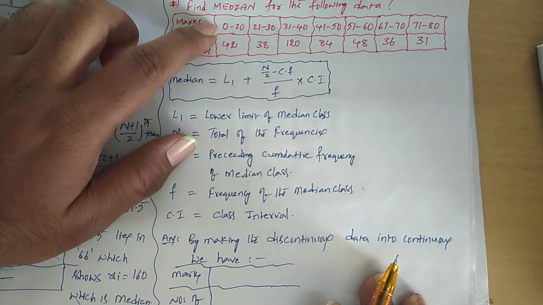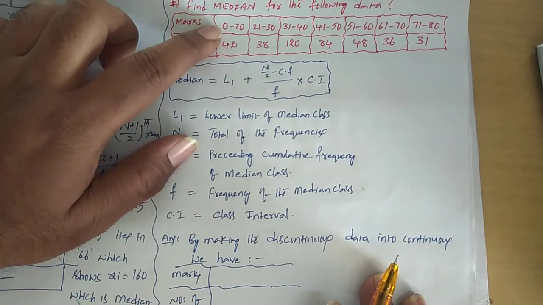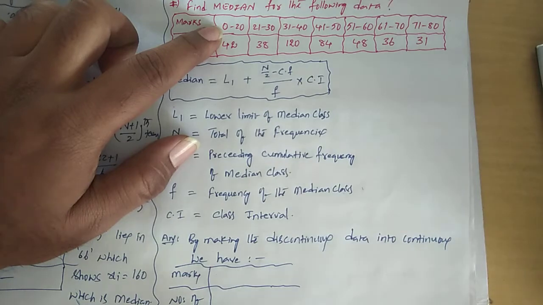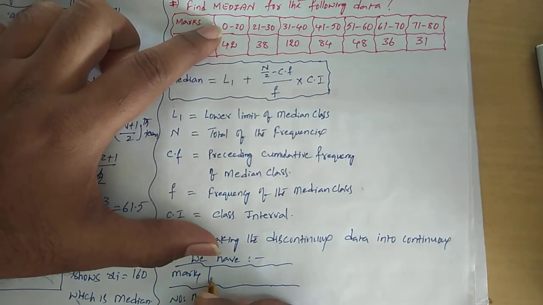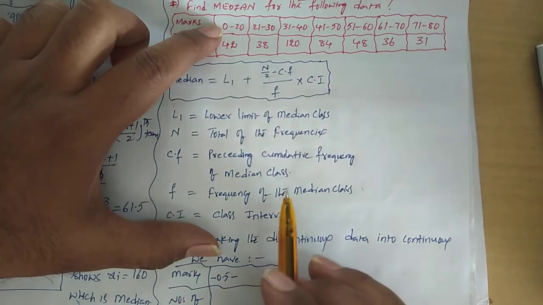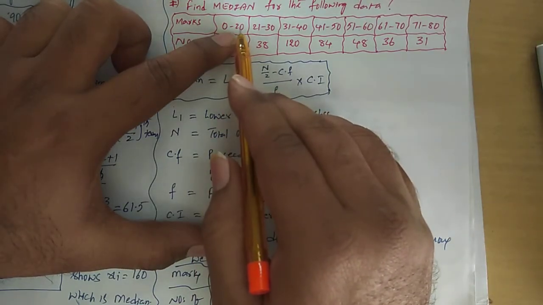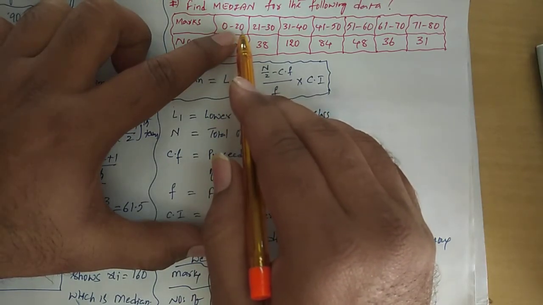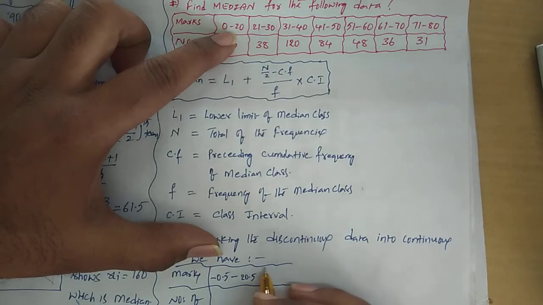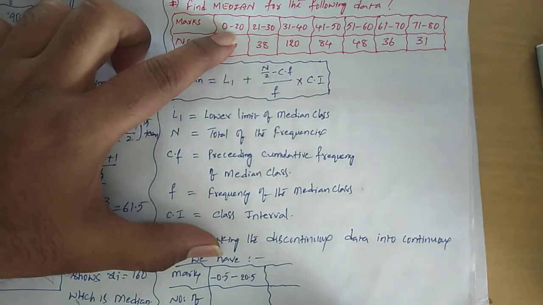Now I am subtracting 0.5 from the lower limit. 0 minus 0.5, so how much will you get here? Negative values. So how much will you get now? Minus 0.5. Now again the 0.5 I am adding to the higher limit. What is the higher limit here? 20. 20 plus 0.5, what do you get here? 20.5. The first interval is over now.